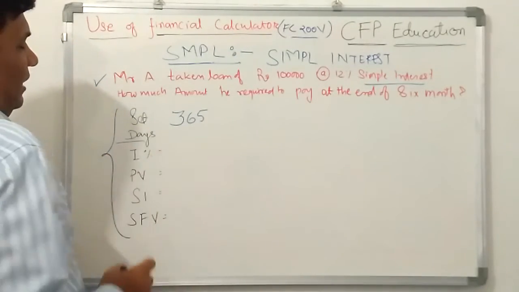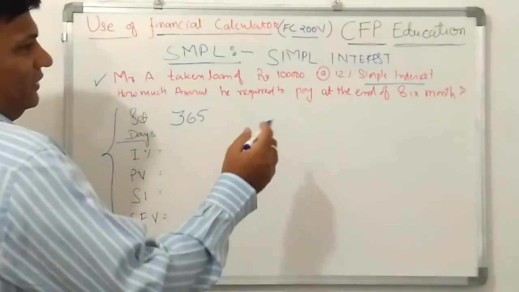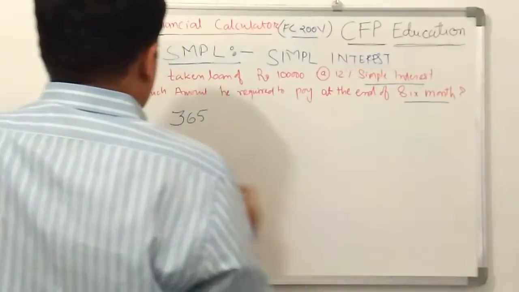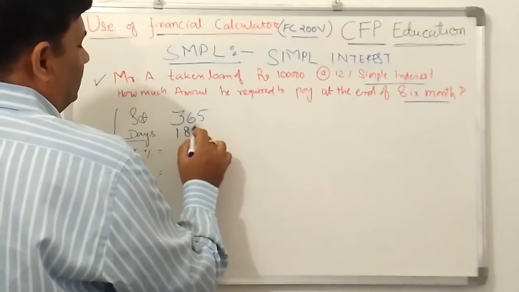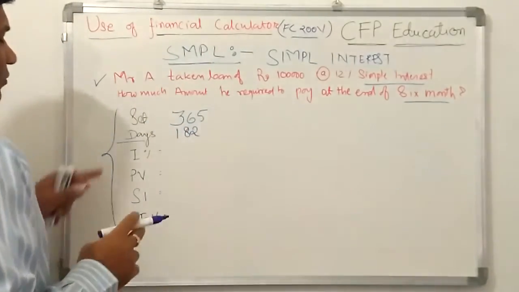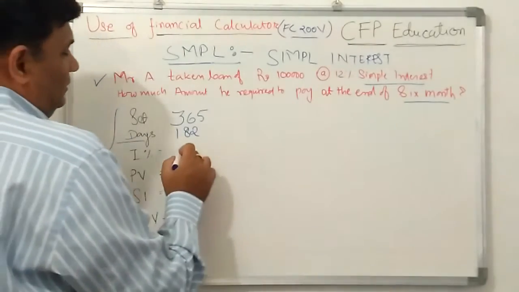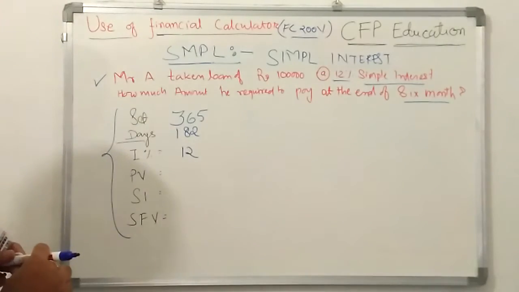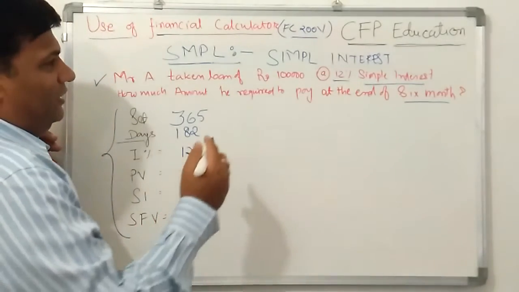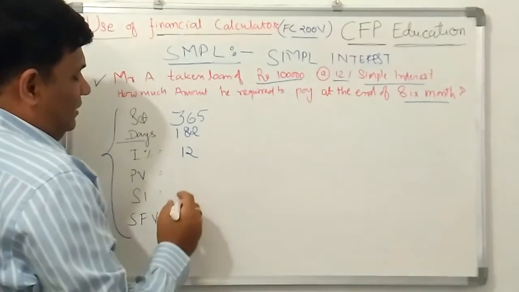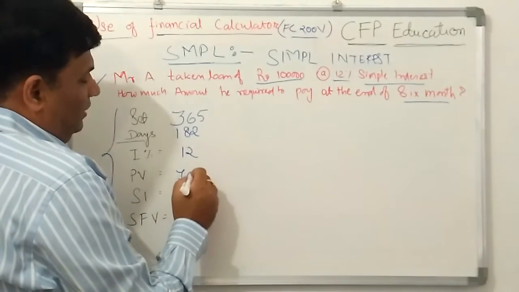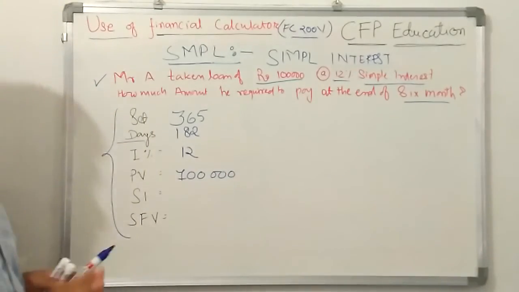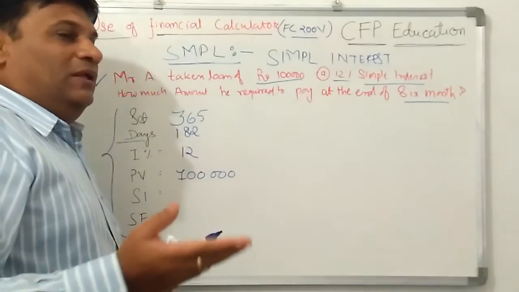Now, after how many days? If it is after 6 months, so it is 182 days. Now the interest is 12%, as already mentioned in the problem. Present value means how much he has taken as the loan. So 1 lakh, okay, he has taken 1 lakh. The present value is 1 lakh.